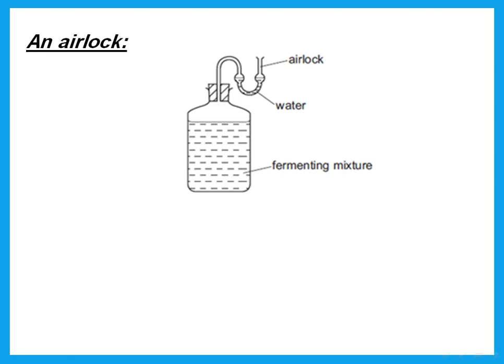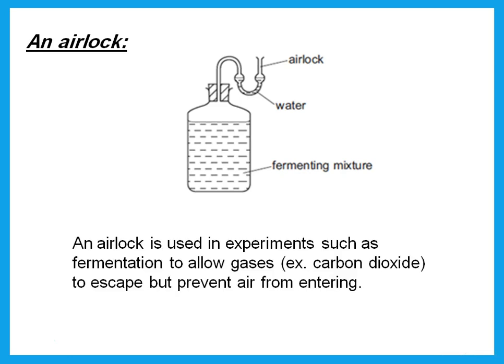An airlock. When we're doing fermentation, I don't want oxygen to go in, but I want the carbon dioxide that is formed inside the reaction to go out. So I use an airlock. So the airlock allows the gases to come out of the flask, but does not allow air to enter into the flask.